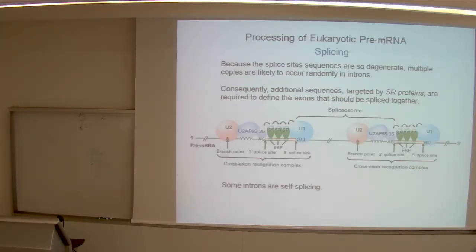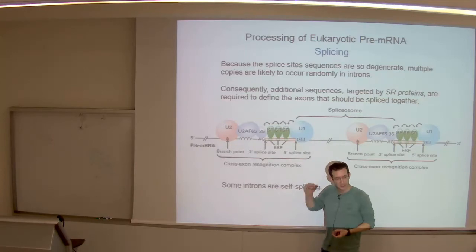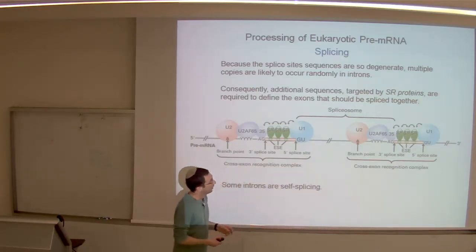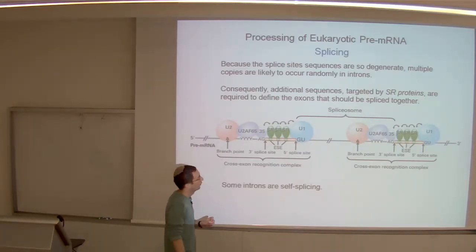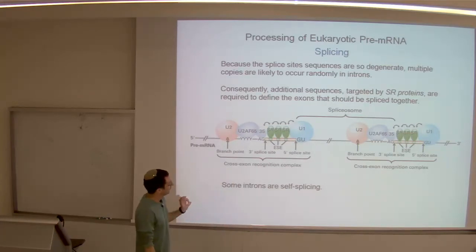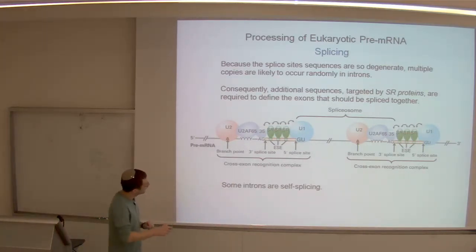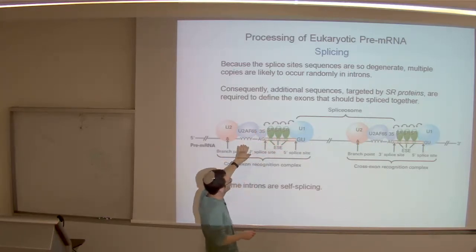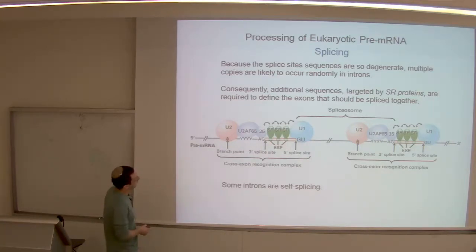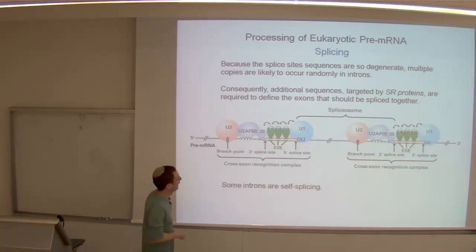Okay, so when we talked about the consensus sequences along the introns, you remember that they were very degenerate, very short, just 2 nucleotides on each side. So for most genes, they are not enough to accurately define the exon-intron junctions. And so we also have, on the exons this time, consensus sequences that are recognized by proteins called SR proteins. Never mind what the SR stands for. Everyone has forgotten this altogether by now. They are called SR proteins, and they are required to accurately define the exons that should be spliced together.